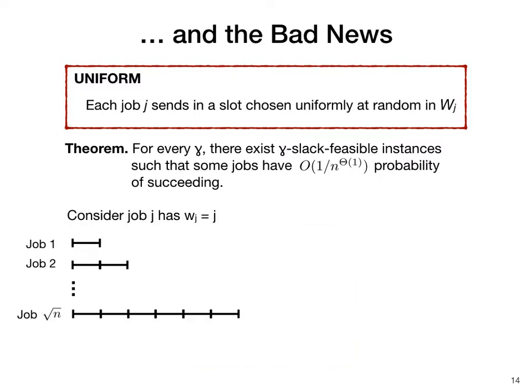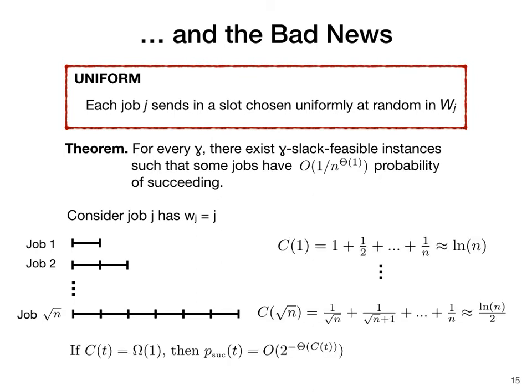It's useful to sketch the intuition for why this can happen. Imagine that each job J has a window of size J. Then if you consider the execution of uniform, you can see that the contention in the first slot is the sum of the harmonic series. So the contention is roughly logarithmic in n. This is true for many jobs. If we look, for example, up to job square root of n, the contention is still theta log n. And you can make this argument tighter if you wish, but the point is that the probability of some job succeeding is polynomially small in n by the relationship between contention and the probability of success that I highlighted earlier.